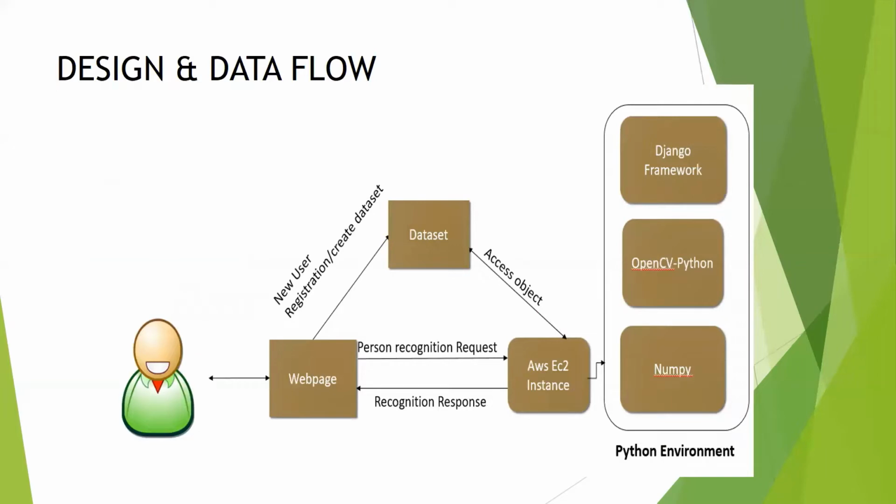Okay, next, design and data flow. You can see here how the project flow happens. First the user accesses the website, then if he hasn't created any dataset previously, he is going to create a dataset. And then we are going to create a particular environment. Why did I create this particular environment? Because I don't want every user to access it. Only particular users can access this environment.